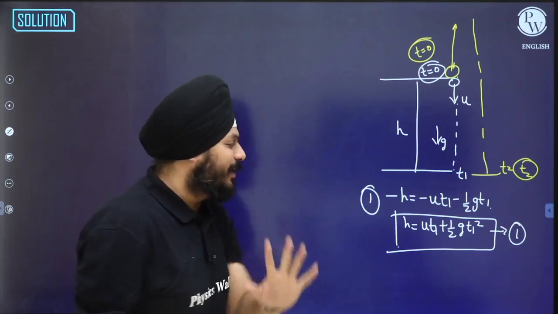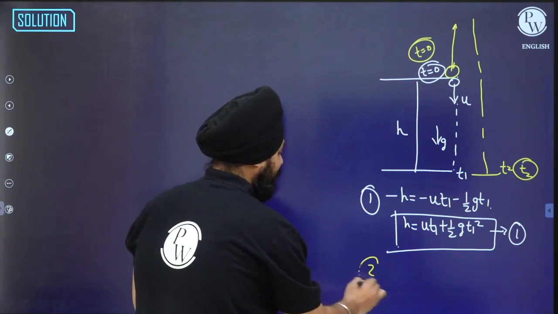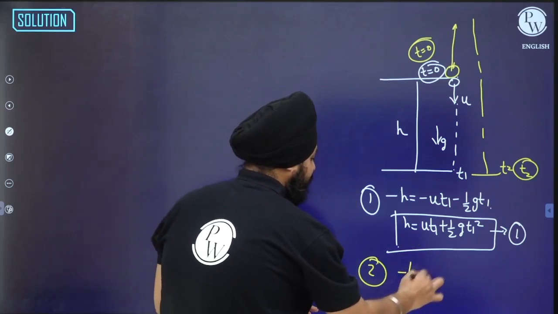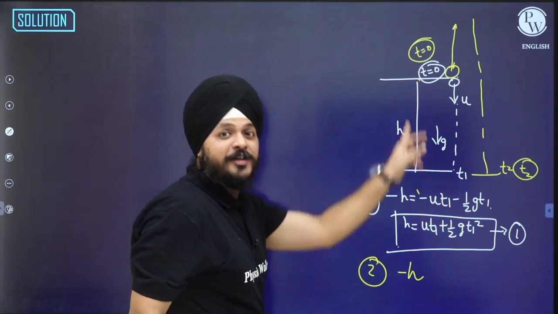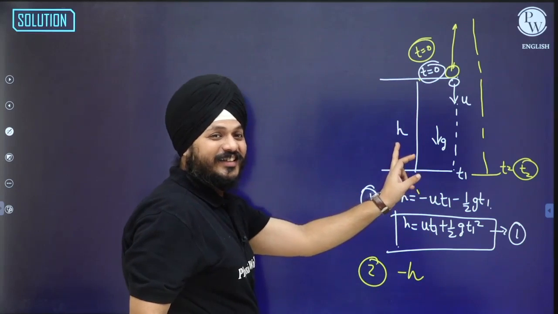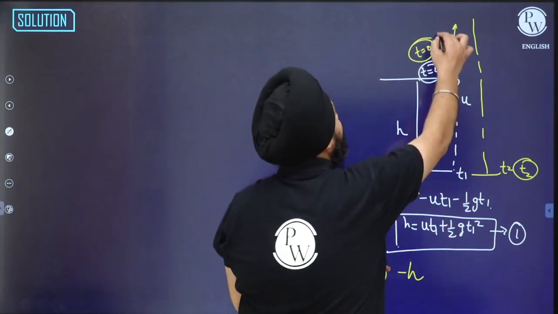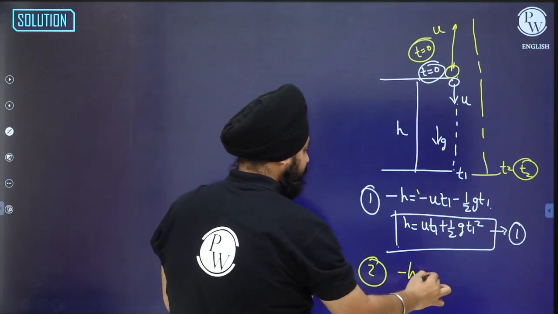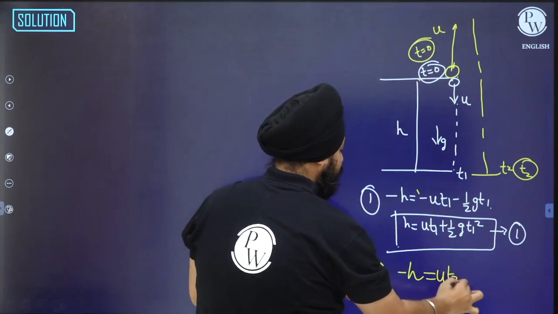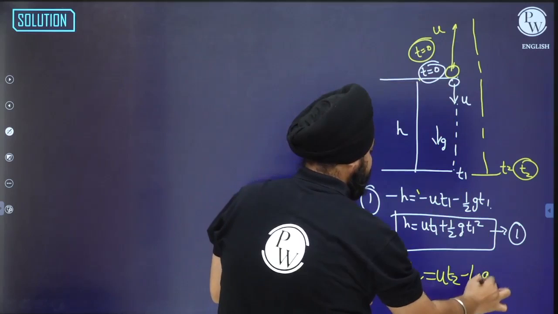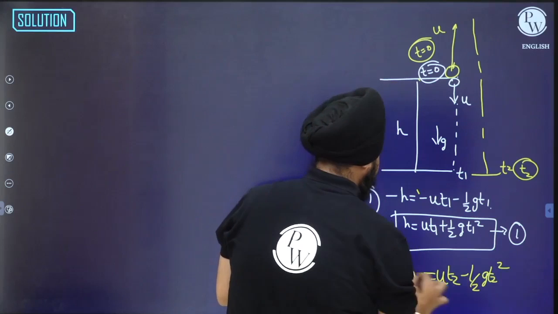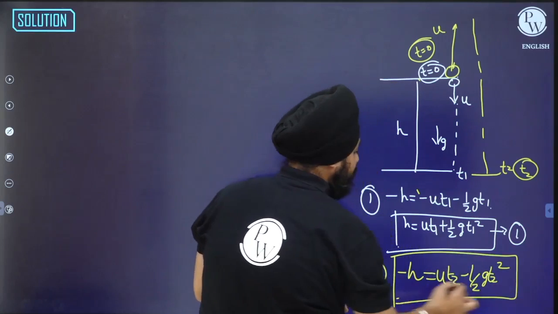There is only one difference. What? h is negative, downward with respect to the point of projection. u is upward, so it is positive. Time is t2, g is negative: -h = u t2 - half g t2 square. This is the equation for the second particle.